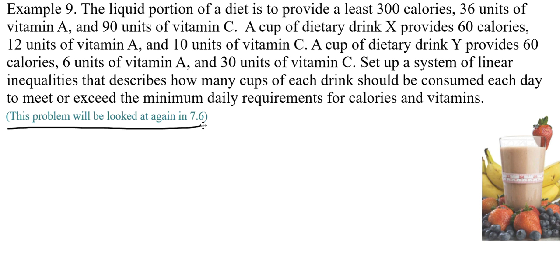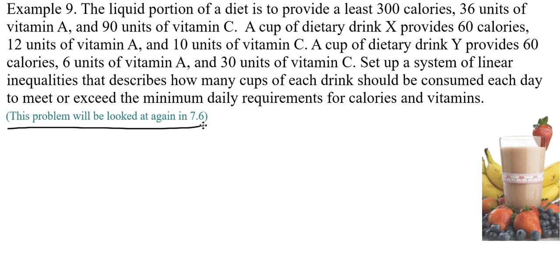So the liquid portion of a diet is to provide at least 300 calories, 36 units of vitamin A, and 90 units of vitamin C. A cup of dietary drink X provides 60 calories, 12 units of vitamin A, 10 units of vitamin C, and a cup of dietary drink Y provides 60 calories, 6 units of vitamin A, 30 units of vitamin C. And our job is to set up a system of linear inequalities and describe how many cups of each drink should be consumed each day to meet or exceed the daily requirements for calories and vitamins.